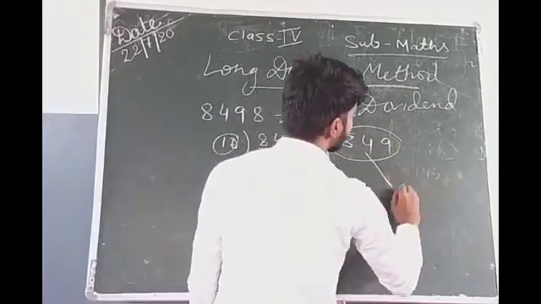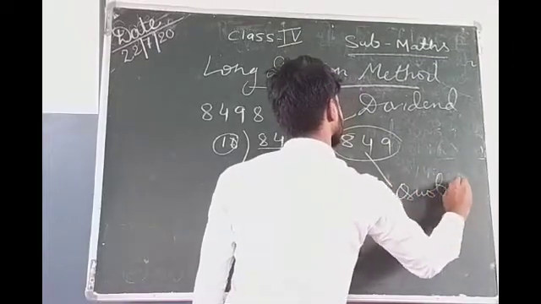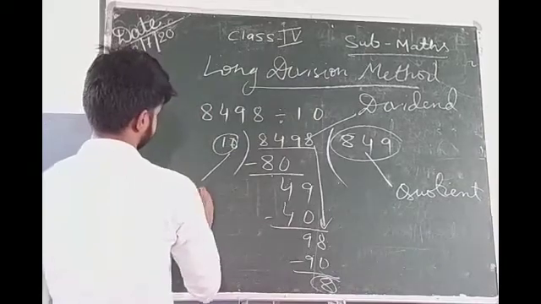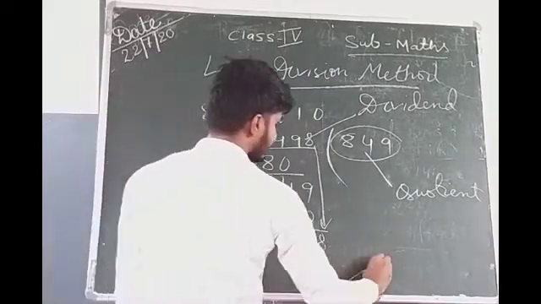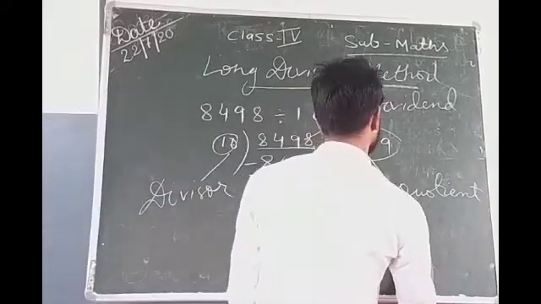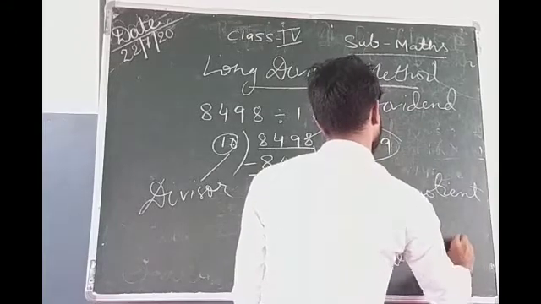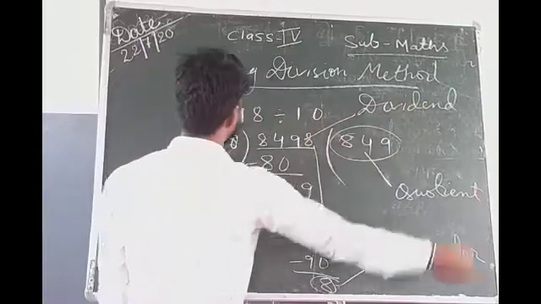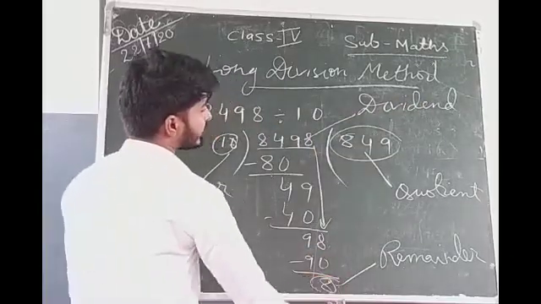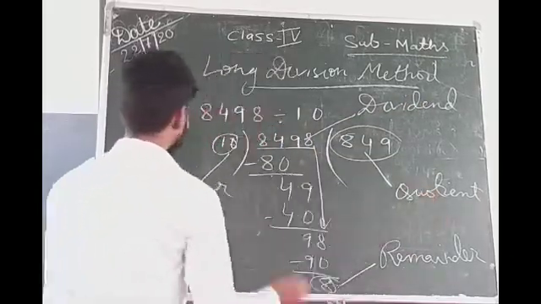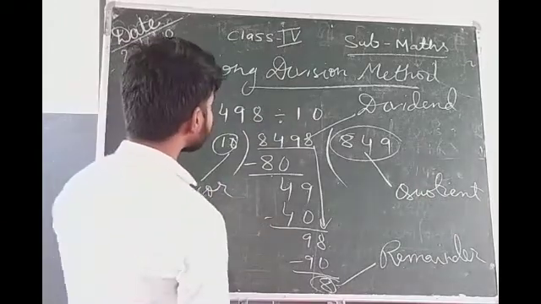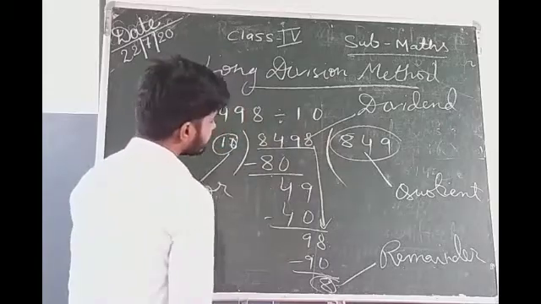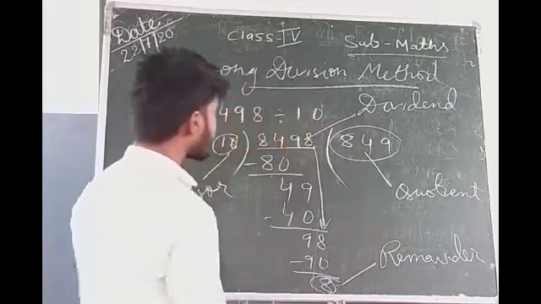So this is known as the dividend. This is the quotient. This is the divisor. And this is the remainder. So what is this? This we call the dividend. This is the remainder. This is the quotient. And this is the divisor. So in this way we can solve our division by the long division method. Now we will learn how to verify our answer.